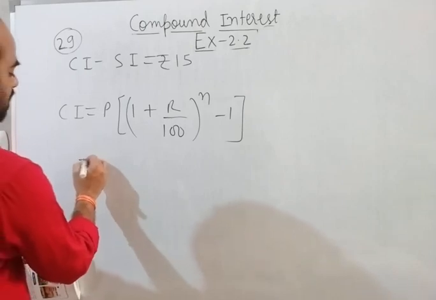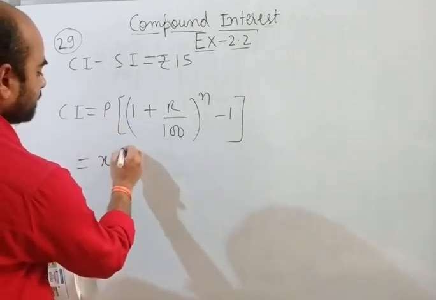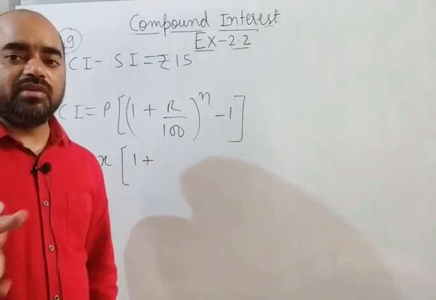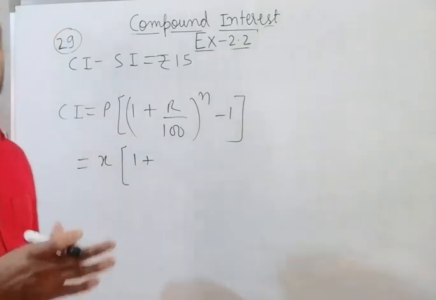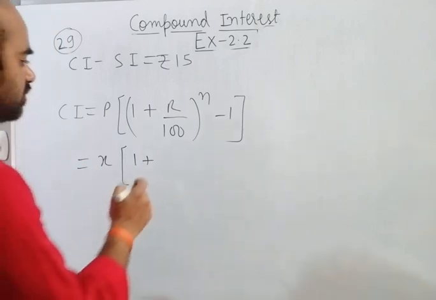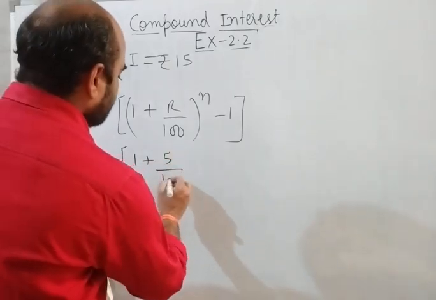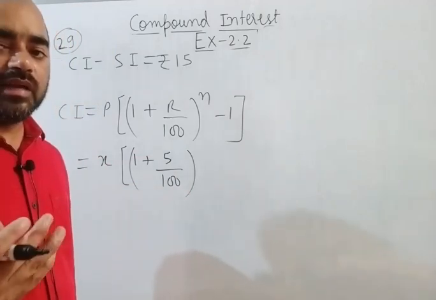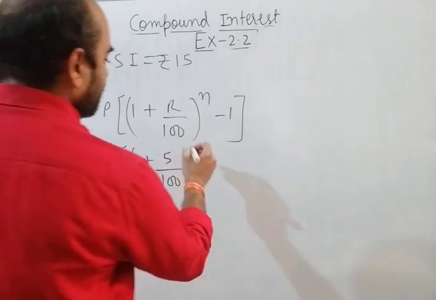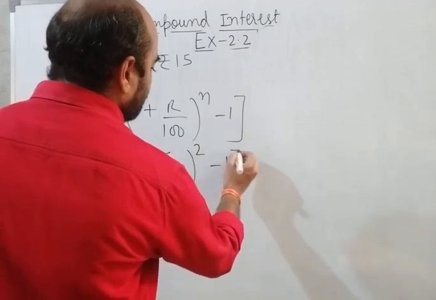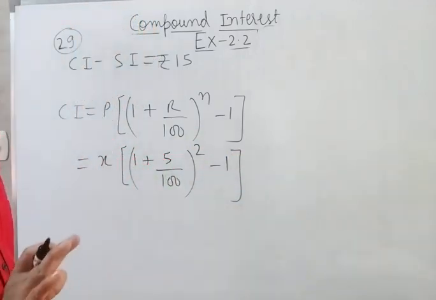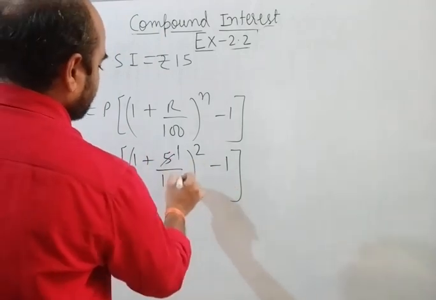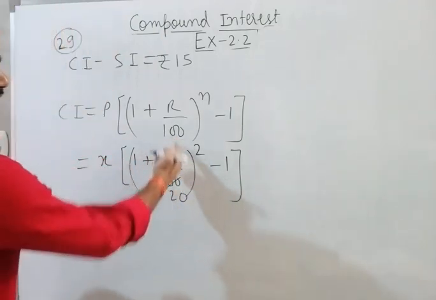Principal is not given, suppose principal is x. Rate of interest is given 10%, but interest is compounded half yearly, so we will take 5%. So 1 plus 5 by 100. And since interest is compounded half yearly and time is 1 year, n will become 2. These things are clear, correct? (1 plus 5 by 100) squared minus 1. So finally that will come (1 plus 1 by 20) squared.